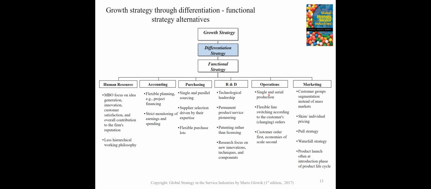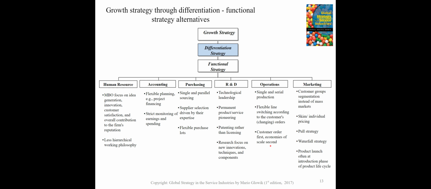Concerning operations, single and serial production is more recommendable than mass production because differentiators often target separate customer segments, trying to sell highly differentiated products and services depending on the customer's segment expectation. And therefore, in many cases, a flexible line switching is important at the firm side in order to meet the customers' often changing orders. So the philosophy at operations is customer order first and economies of scale second.